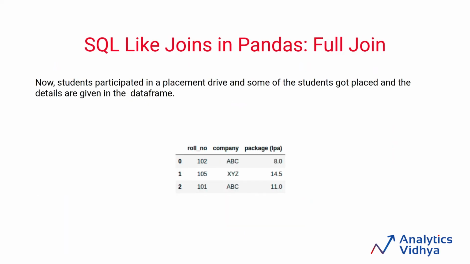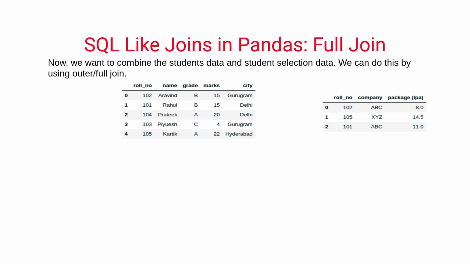Now suppose you want to understand how a full join works. For this, let's take this example. Now these students have participated in a placement drive and some of the students have actually got placed. So these are the roll numbers of 3 students, their company name and the package that they have gained. Now your task is, you want to update this original data frame with this additional information, where you want to also include the company and the package for all the students that are placed. This is something that you can do using a full join.